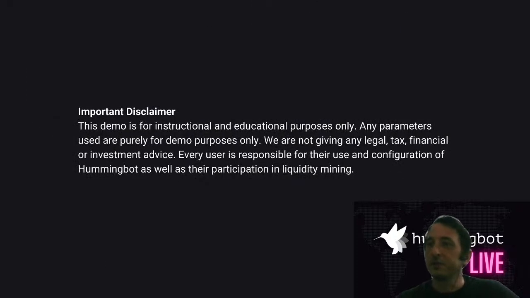So just a quick disclaimer here. Everything that we are going to show today live is a demonstration. So everything I'm going to do here is not a recommendation of any kind. It's just for testing and showing how everything works, right? So be sure to understand how the strategy works before you start using it with real money, right?